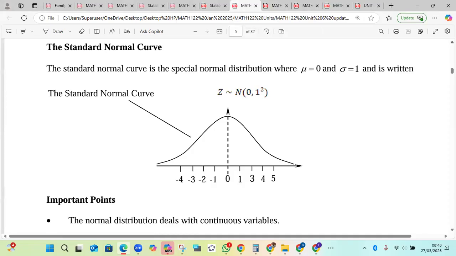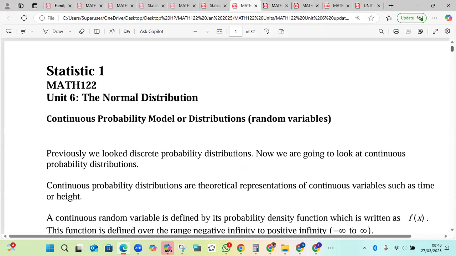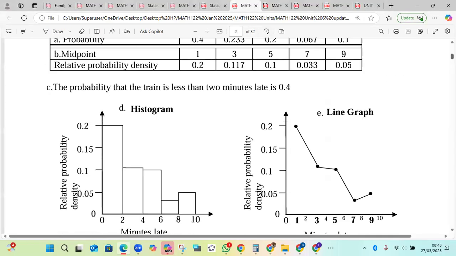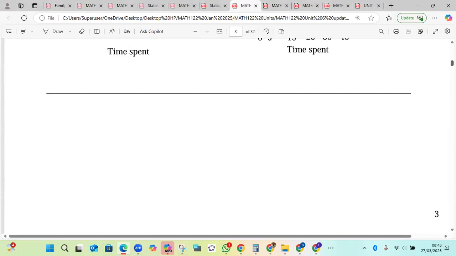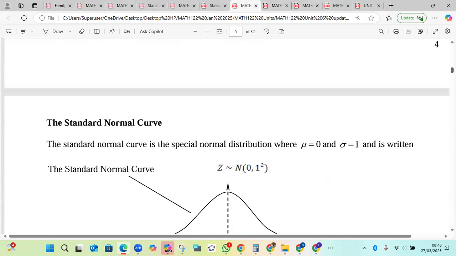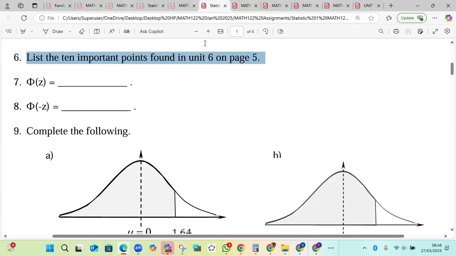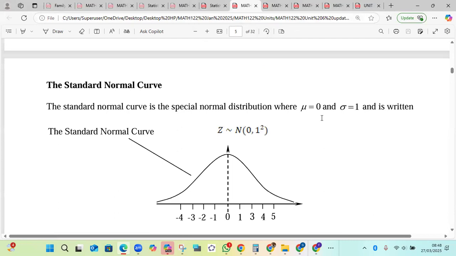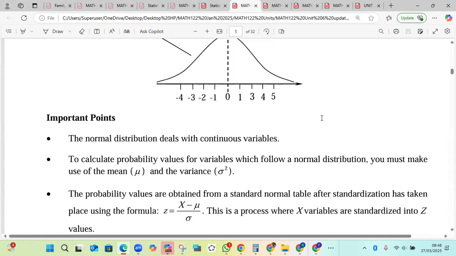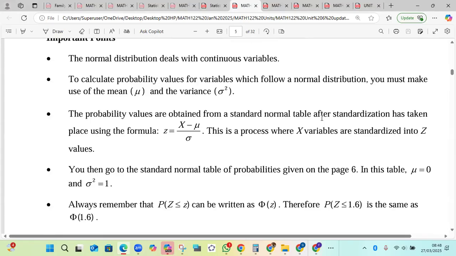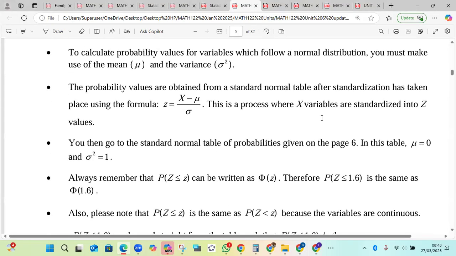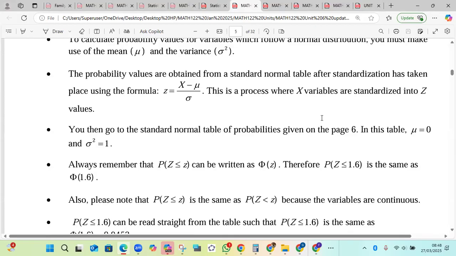Here's Unit 6, that's it right there. Unit 6, the normal distribution. And we've got to go to page 5. This is page 2, page 3, page 4, and page 5. Apparently, there seem to be 10 important points. Where are they? Here are some important points. So please read these important points very carefully and list them.